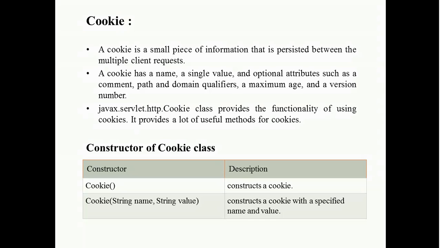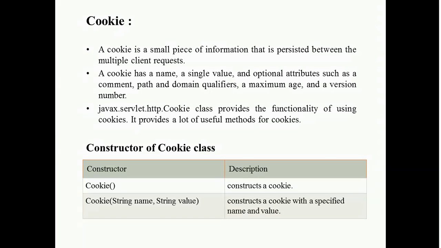Today we will see the concept of cookie. First, see the definition of the cookie. A cookie is a small piece of information that is persisted between multiple client requests. A cookie has a name and a single value, and optional attributes such as a comment, path and domain qualifier, maximum age and a version number.